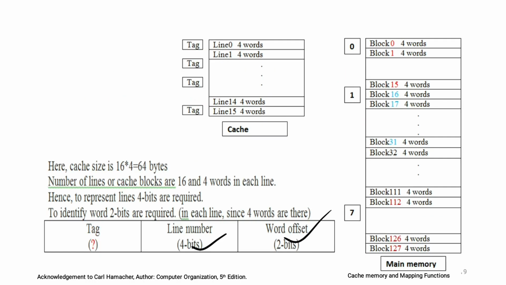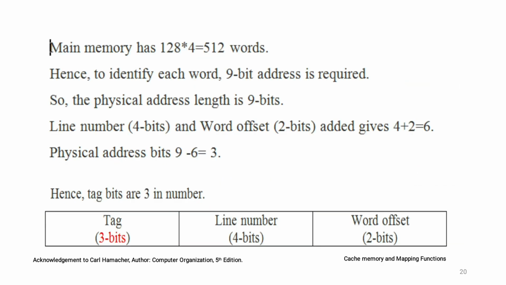What I have written here? Okay. Here 9 bits are required. So 9 minus 4 minus 2 is 3. Hence the answer we will get is 3. So the answer for this question, the number of bits in tag, is 3 bits.